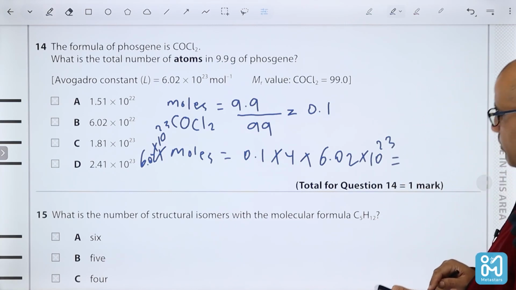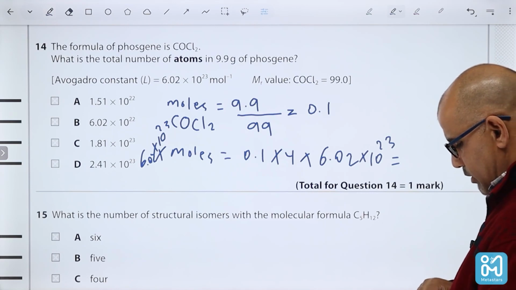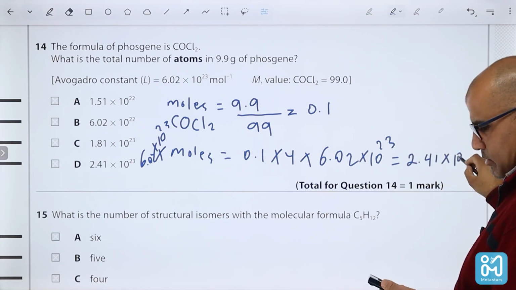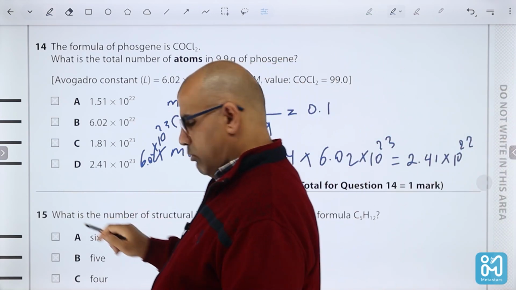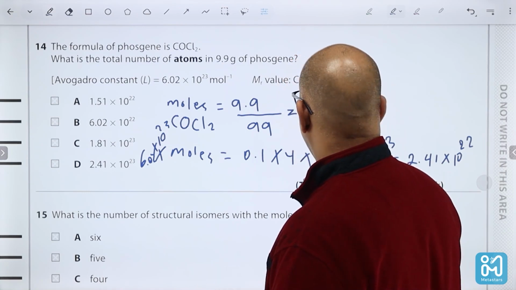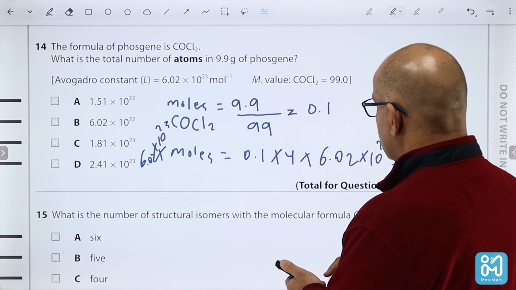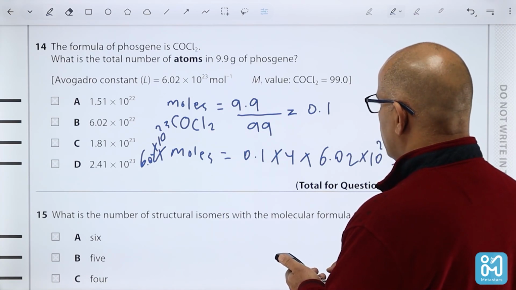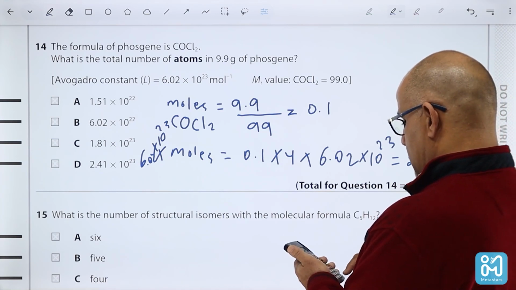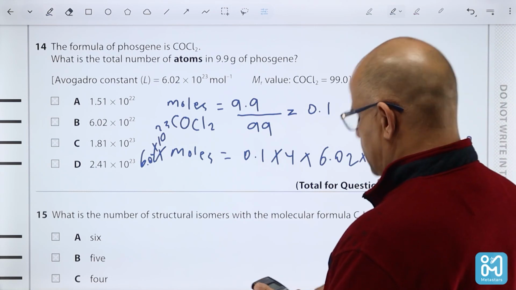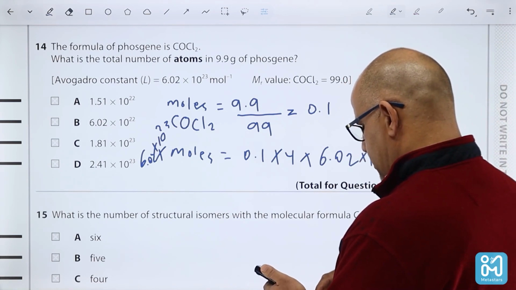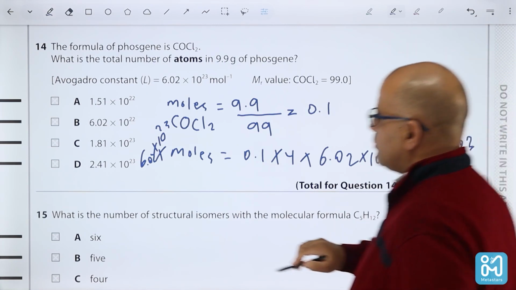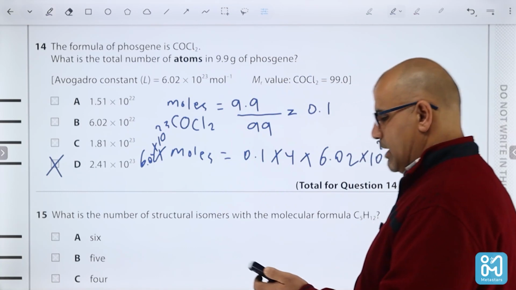That equals 0.1 times 0.4 times 6.02 times 10 to the power 23. This will give us 2.41 times 10 to the power 22. Wait, let me find the correct answer again. It is 9.9 over 99, that's 0.1, times 4 equals 0.4. This is the number of moles of atoms, and this is times 6.02 times 10 to the power 23. That equals 2.4 times 10 to the power 23. So the correct answer is D. Right.